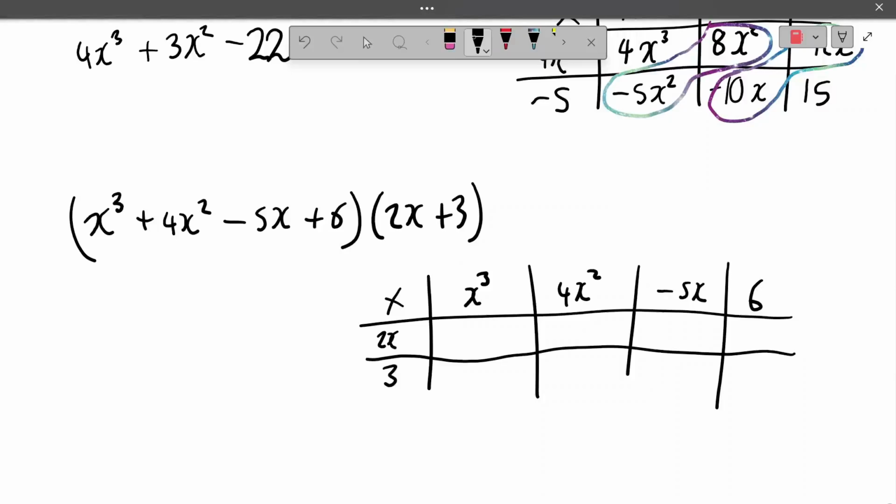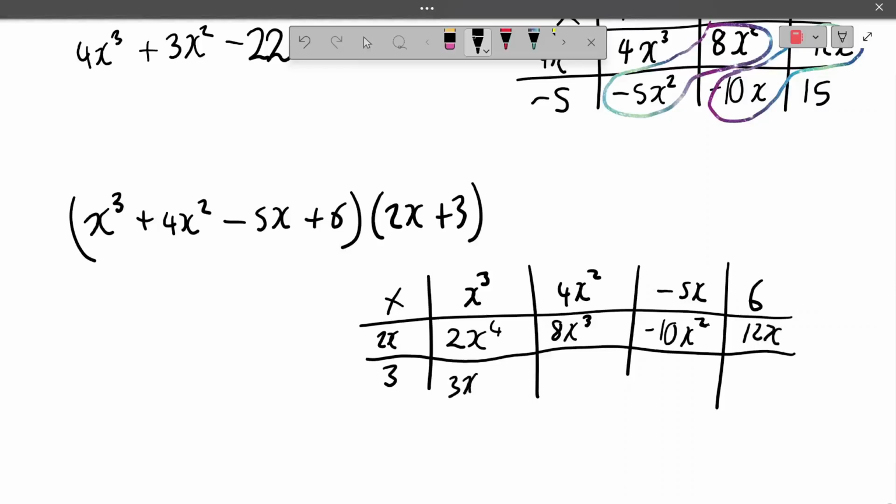In this bit here, we have 2x times x cubed gets you 2x to the power of 4. Here we have 2x times 4x squared, gets you 8x to the power of 3. 2x times minus 5 is minus 10x squared. Then we end it with 2x times 6 is 12x.